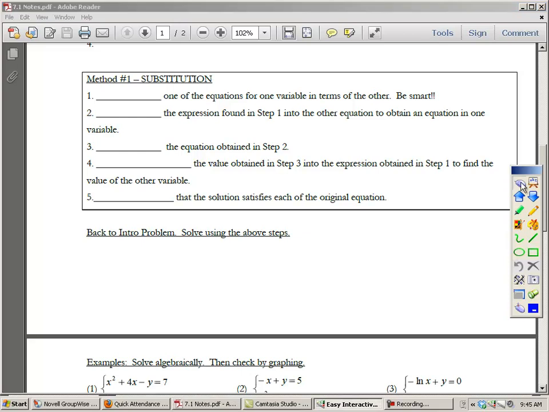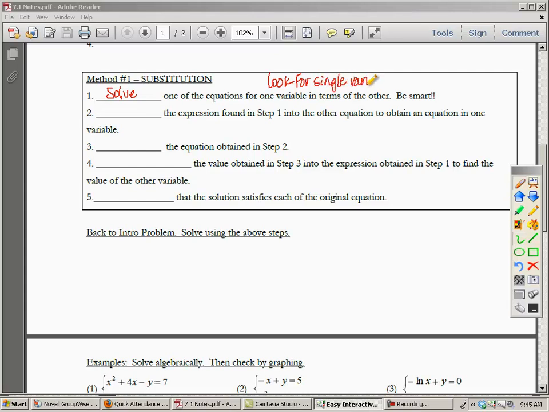So let's take a look. There's a method to solving with substitution. The first thing we're going to do is solve one of the equations for a variable, and I always look for a single variable.